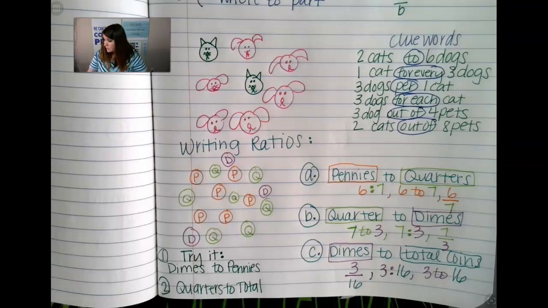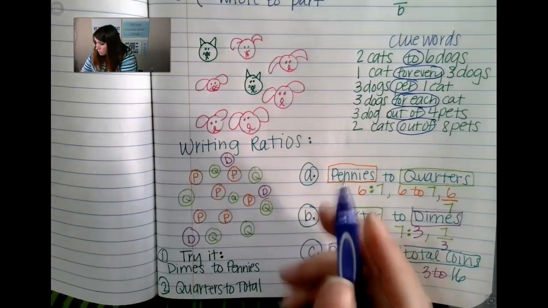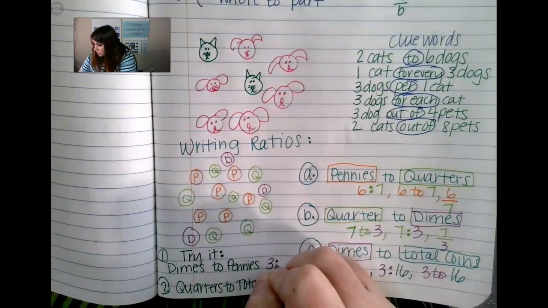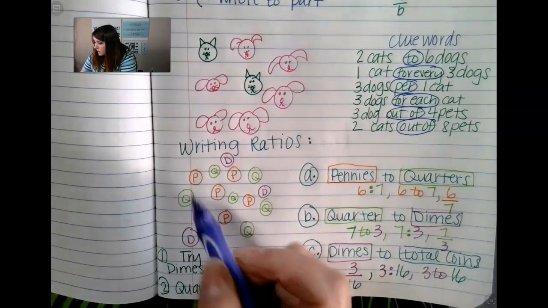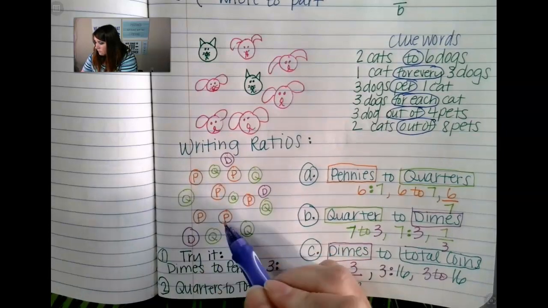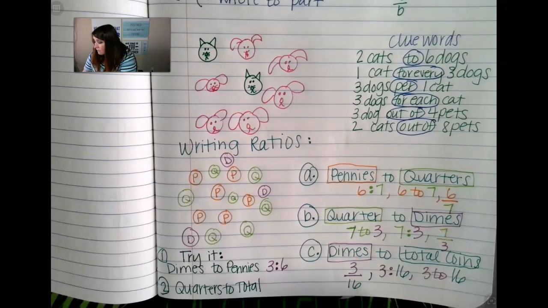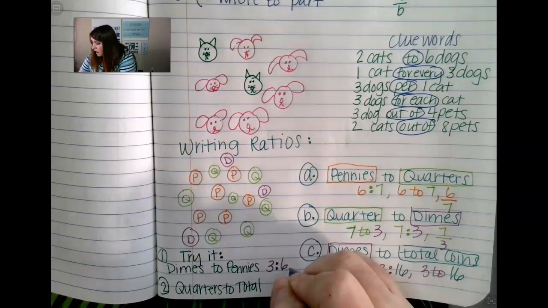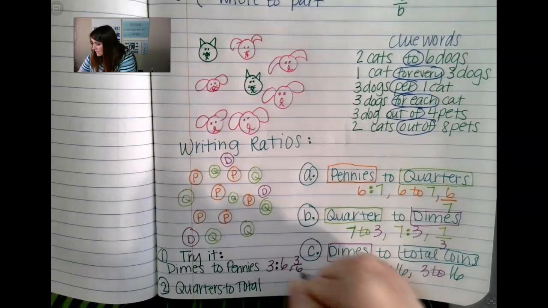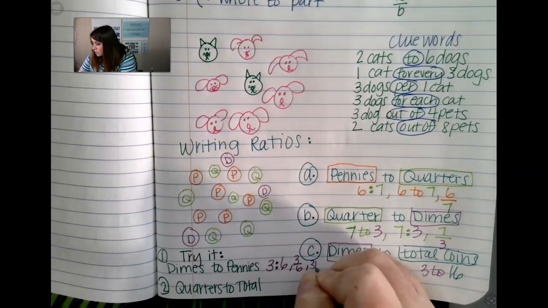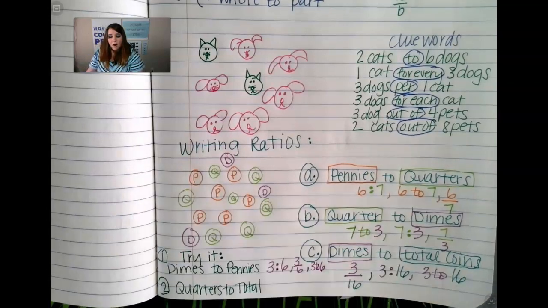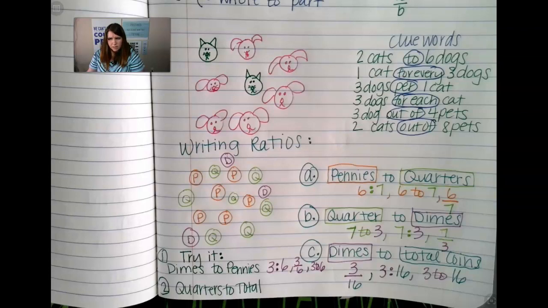All right, so my first thing is dimes. I'm going to count up the dimes. There's 1, 2, 3 dimes. To pennies. How many pennies? 1, 2, 3, 4, 5, 6 pennies. So I could have 3 colon 6, I could have 3 over 6, or I could have 3 to 6. All of those work. I'm sorry that my stuff is so squishy right now.